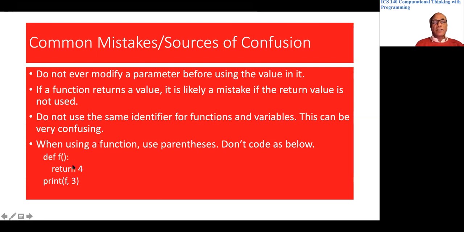Then something like this. When you are calling a function, use parentheses. If you code like this, which is a common mistake, define function f, which returns some value. It doesn't really matter what it is. And I can code like this: print f comma 3, but you will see strange results coming your way. It will print something, but it will not be 4. And you will wonder what is going on. The problem is that we didn't put parentheses after f.